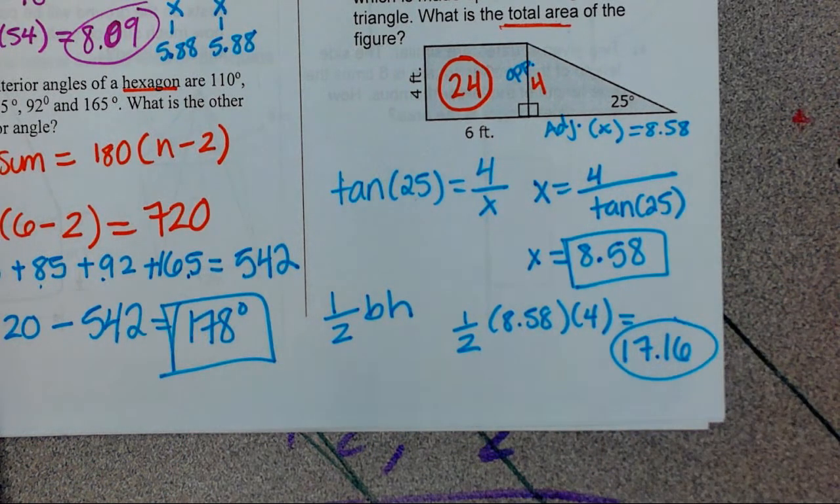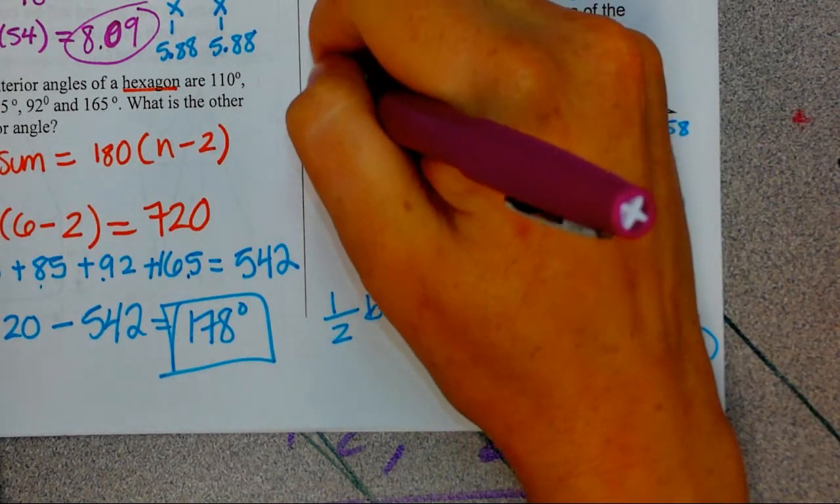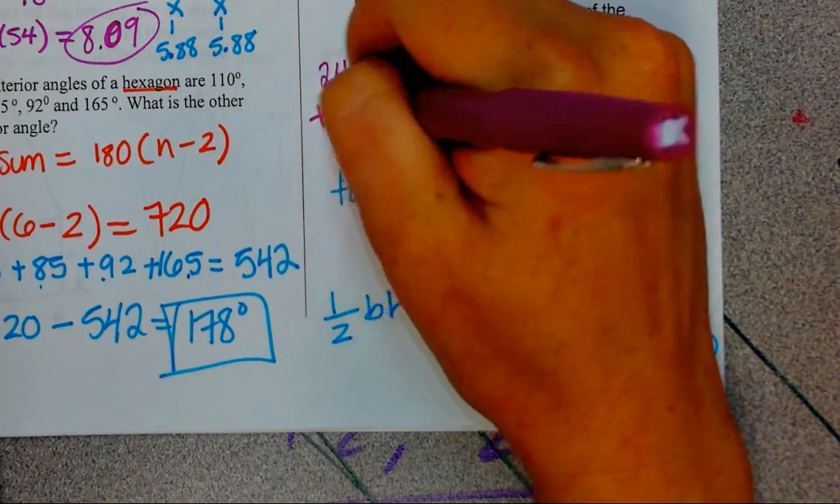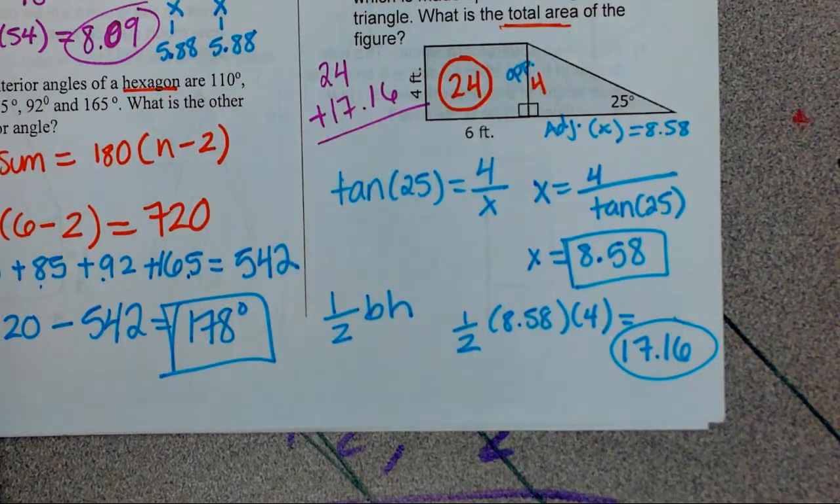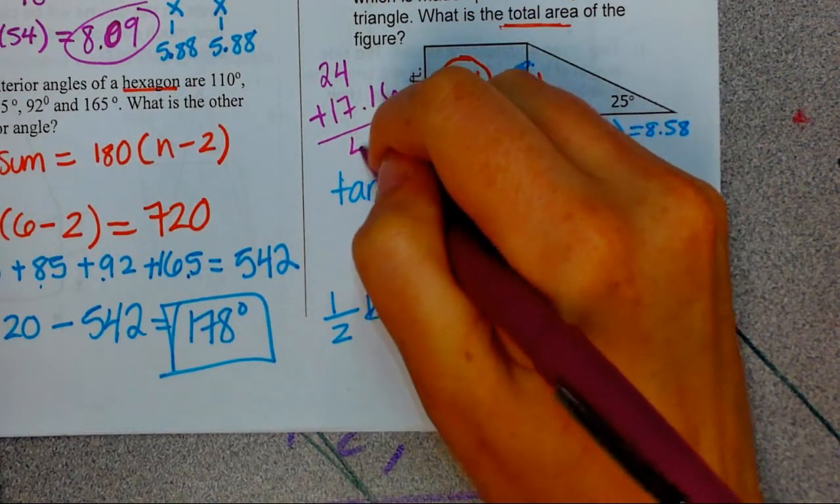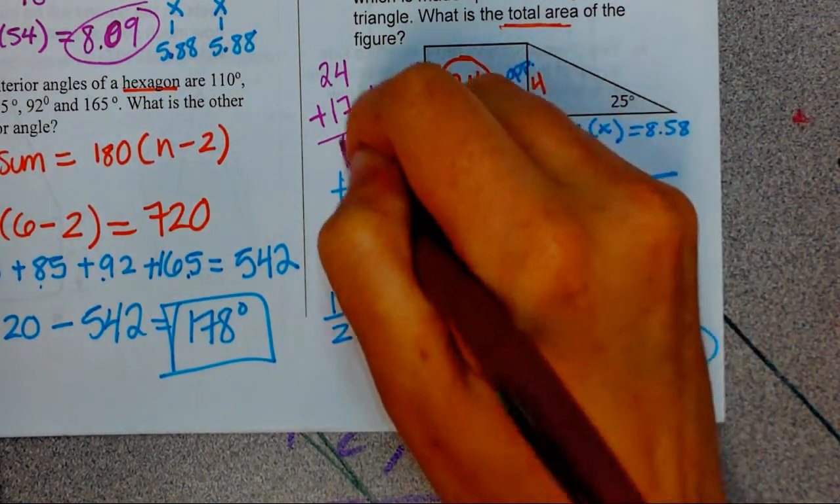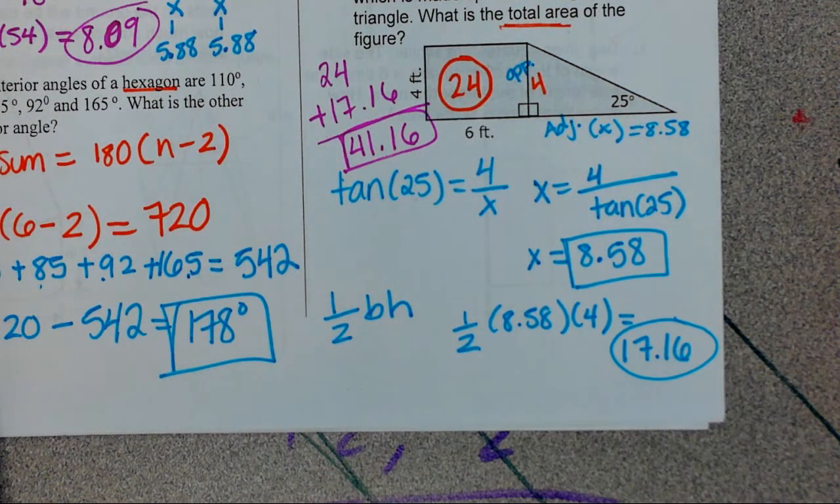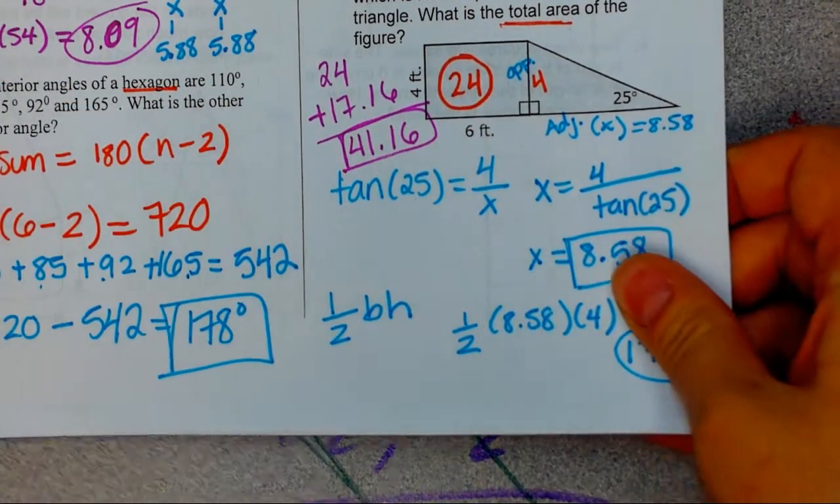Okay. All right, last step, we need to add these two areas together. So 24 plus 17.16 is equal to 41.16. All right.